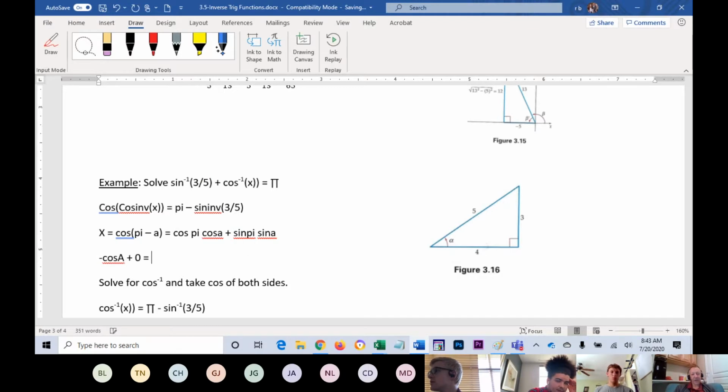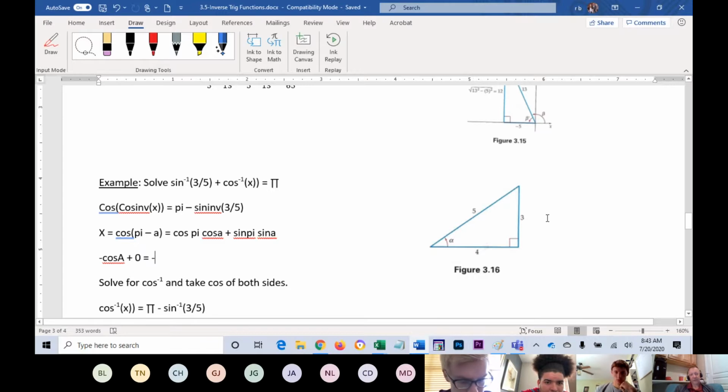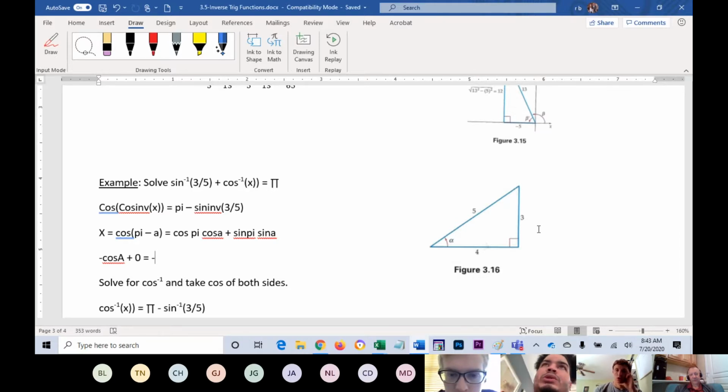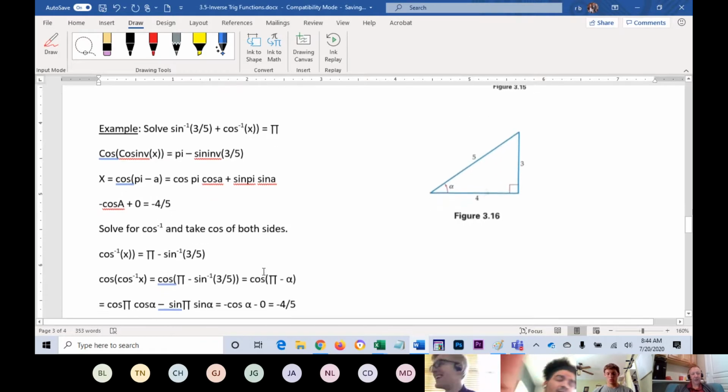So what's the negative cosine of alpha? And you've got a picture here to help you out. Are you still with me, Ivan? Oh, is that 4/5? 4/5, right? All right, so that wasn't too bad, right?